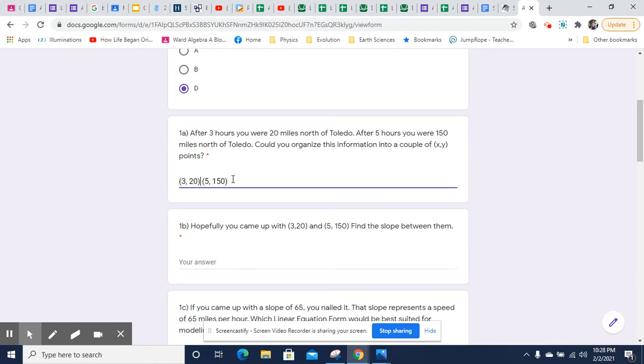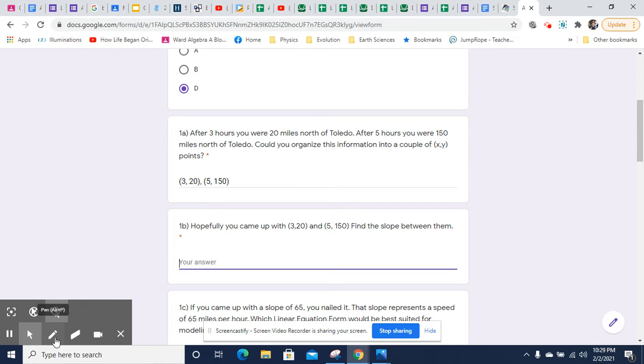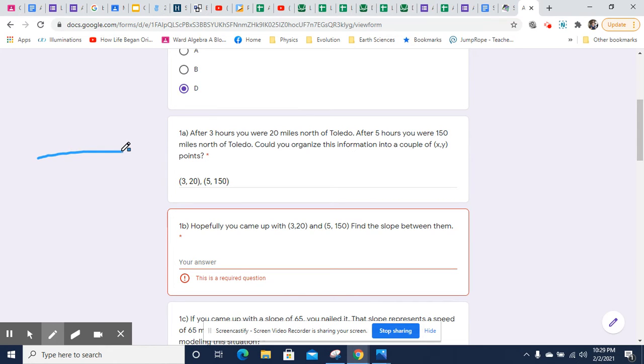Now let's assume this is some sort of road trip, some sort of travel that's going on, and let's find a slope between these 2 points. To find the slope, we get the change of y. I'm going to call this point 1 and this point 2. So we're going to do y1 minus y2, and then down here we'll say x1 minus x2, and this will get us the slope.